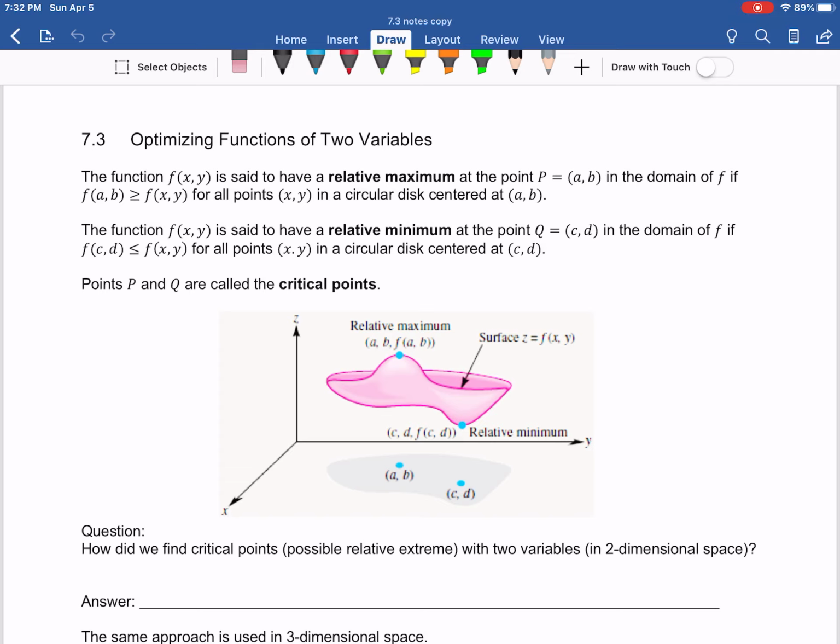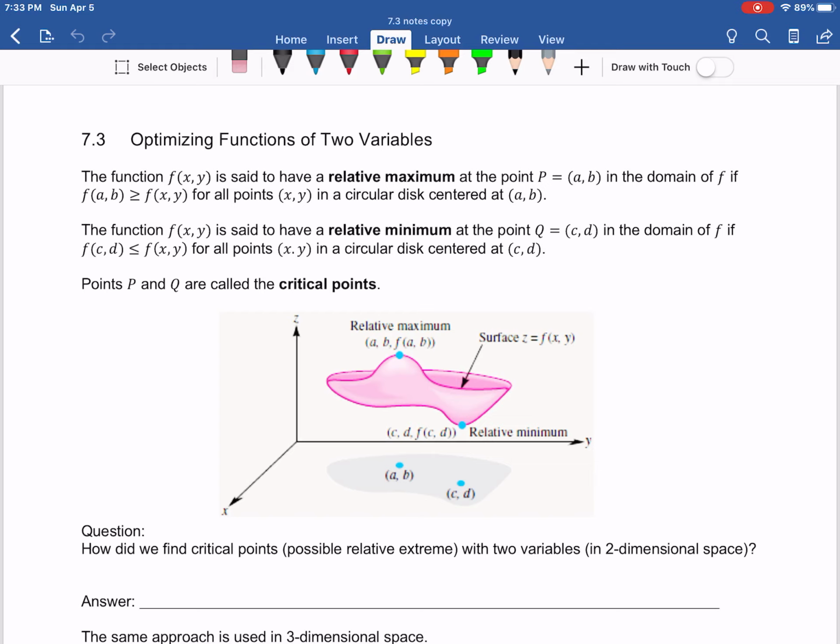In the same region of the graph, this function value has got to be the biggest in order for this to be a maximum. The function f of x, y is said to have a relative minimum at this point Q, which we'll also call a critical point, in the domain of f if the function value at (c, d) is less than or equal to the function value everywhere around that particular location. And that's going to be considered a circular disk centered at (c, d).